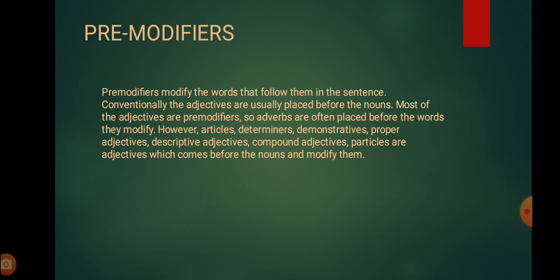However, articles, determiners, demonstratives, proper adjectives, descriptive adjectives, compound adjectives, participles are adjectives which come before the nouns and modify them. So we can see that all adjectivals are what come before the words they modify. So they are pre-modifiers. They come in before. So those modifiers that come in before the words they modify are known as what? Adjectives. Are we clear?